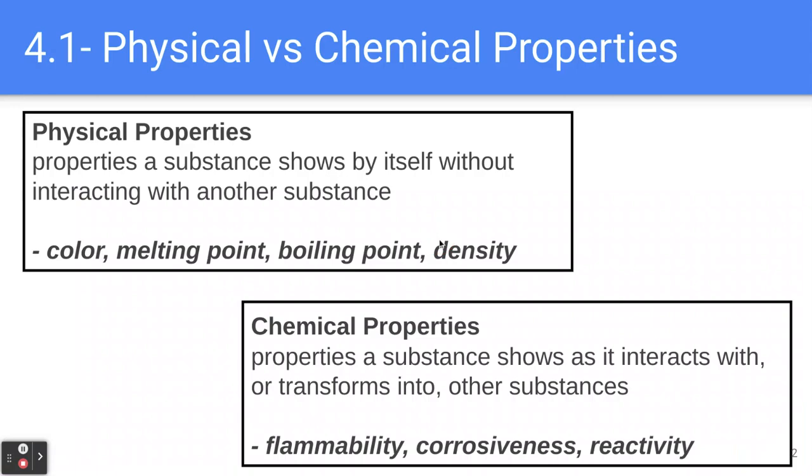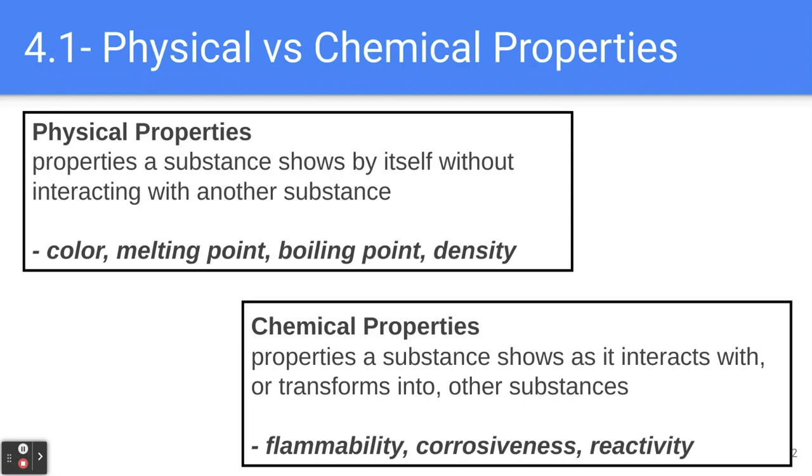So, a physical property is a property of a substance that we can show or measure or observe without it interacting with another substance. So, things like color, luster, which is how shiny something is, malleability, how well we can bend things. Melting point, boiling point, the density.